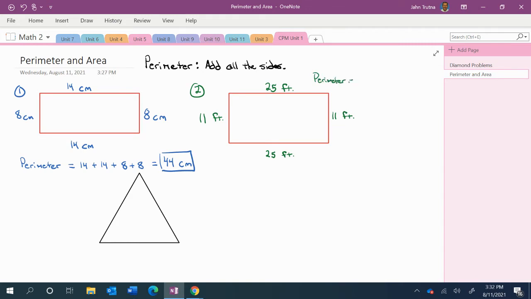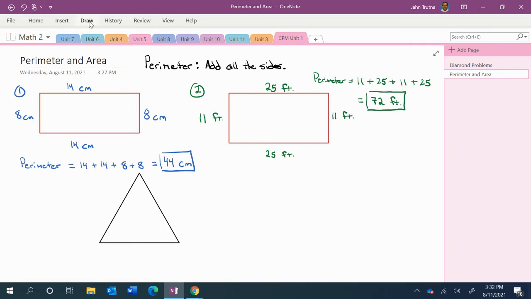And then to find the perimeter of this rectangle right here, we would add up all the sides. So we would go 11 plus 25, and you could add them up in any order you want, plus 11 plus 25. You would add all those up, use a calculator if you're not sure what they are, but this would be 72. Now, don't just put 72. If there are measurements involved, such as feet, make sure to include the measurements in there. So in number two, the perimeter would be 72 feet.